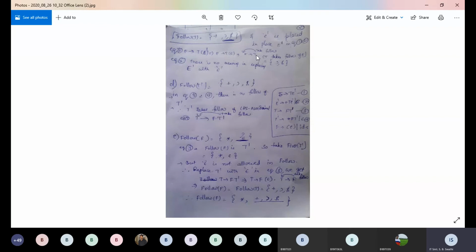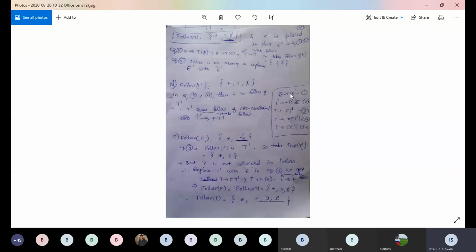Now when the equation is E goes to T, in this case there is no successive element, no element which is present after T. So what did we do in the first equation? When there is no successive element for any non-terminal, what should we do? Immediately it will borrow the follow from its parent. Are you following, ma'am? Yes, ma'am.